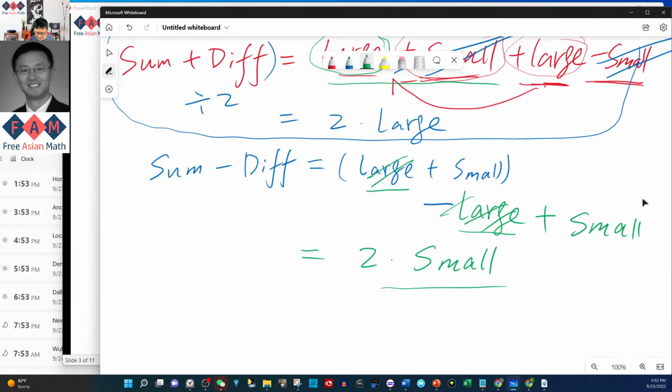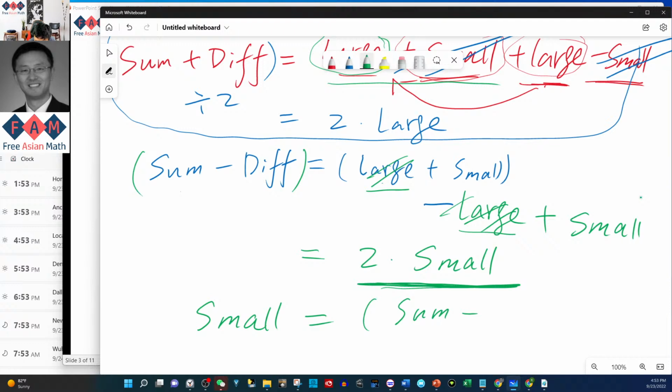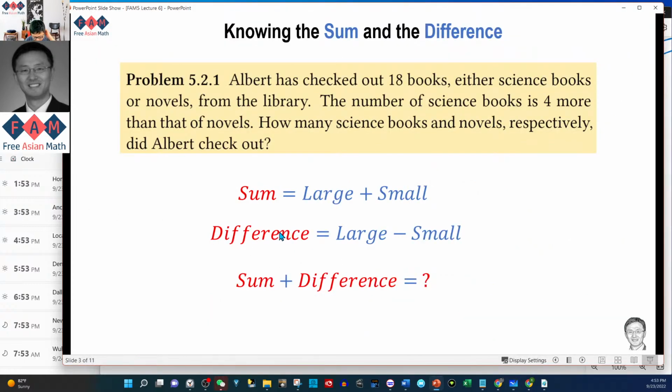At the end, we still get the same relationship. The difference between the sum and the difference is 2 copies of the small quantity. Therefore, the relationship is the small is sum subtracting the difference, then divided by 2. Okay, it just took us this much time to understand a conceptually quite straightforward problem. Let's go back to our original problem. So Albert has checked out 18 books.